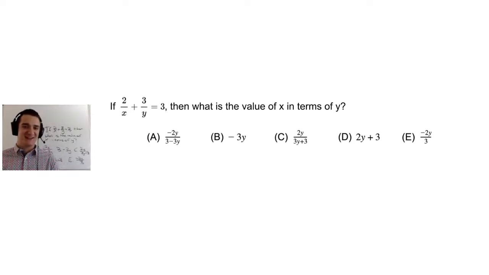Hopefully you've had a chance to look at this question, and let's dive in and take a look at it together. So the question asks, if 2 over x plus 3 over y is equal to 3, then what is the value of x in terms of y?